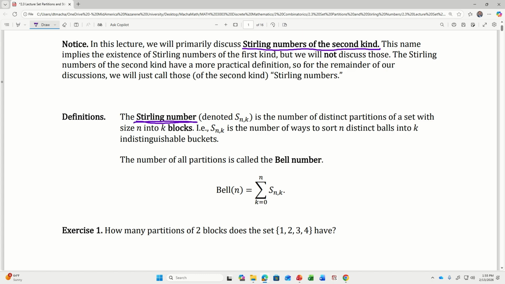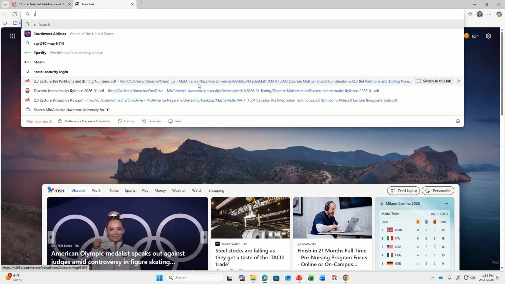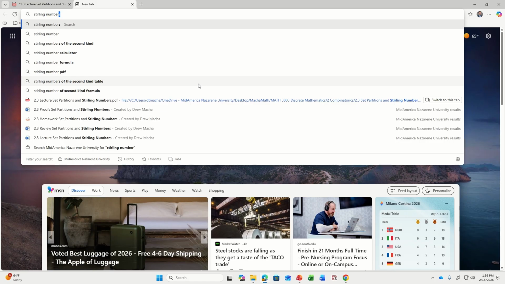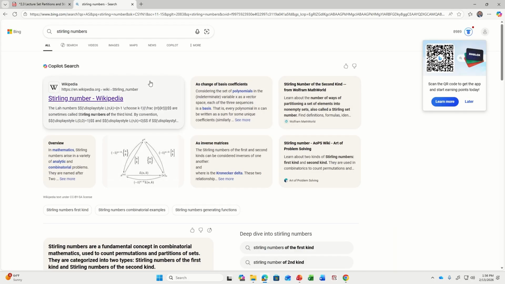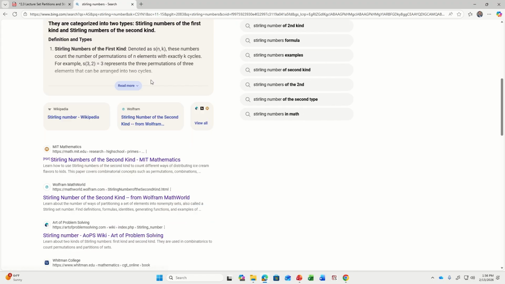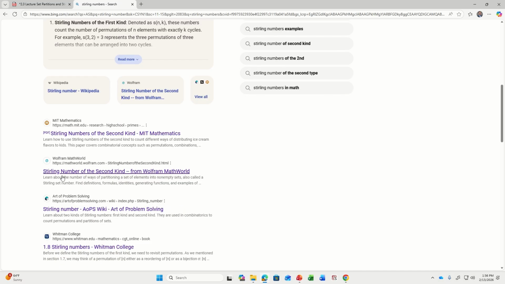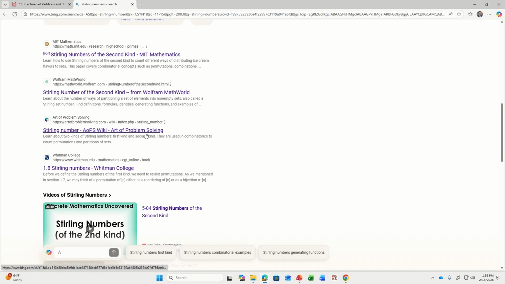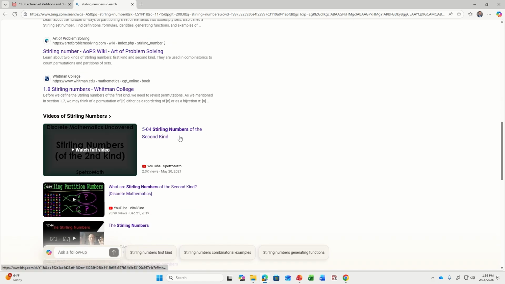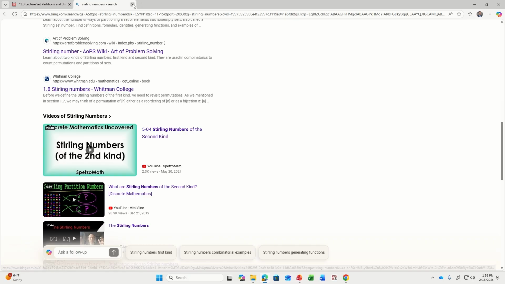The only reason I bring this up is because if you get on Wikipedia later and you search Stirling number, it's going to come up with 2 different types, and I don't want you to be confused because we're not dealing with the first type. In fact, if you were to Google search Stirling number, the first thing that comes up from MIT Mathematics is Stirling numbers of the second kind, and Wolfram MathWorld, Stirling numbers of the second kind. So you can tell that it's the more popular version of the Stirling numbers, right? Okay.